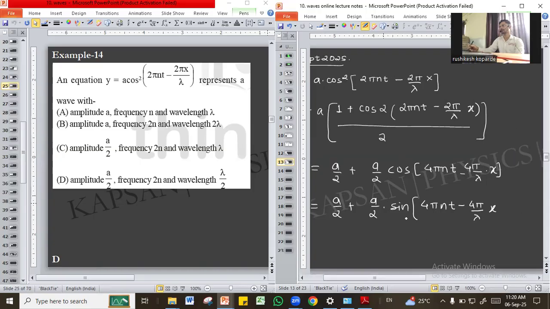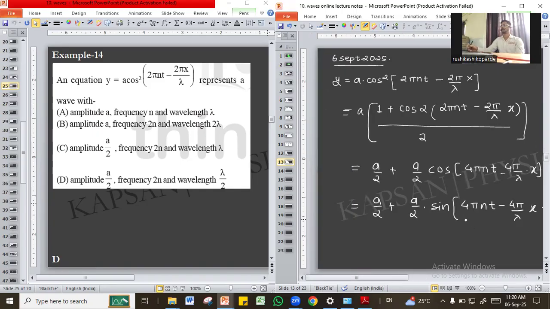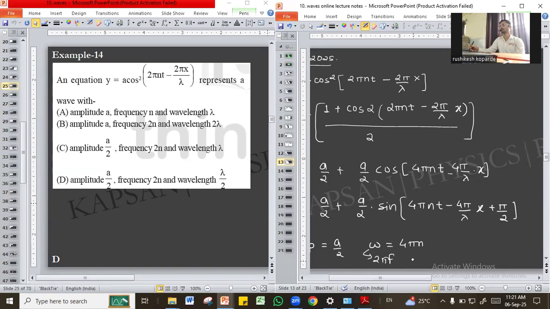And now I will ask this sin function to increase its phase by pi/2 because in the question we had cos function. So we can ask this sin function to increase its phase. Now you can compare. What is the amplitude? a/2. What is omega? Coefficient of time is omega. What is omega? 2 pi. But what is our omega? 2 pi f. So from that, what is frequency? The frequency will be 2 times n.